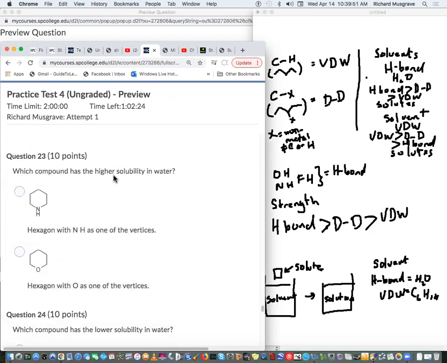Which compound has the highest solubility in water? Well, we look at the intermolecular forces here. This one has an NH. Now, NH, if you look, is hydrogen bonding, right? It's a bit tricky. NH is hydrogen bonding. This one here doesn't have an OH, it just has an O, which makes it dipole-dipole. So hydrogen bonding versus dipole-dipole. The one with the hydrogen bonding will be the highest solubility in water. So that would be the answer. Any questions about that one?